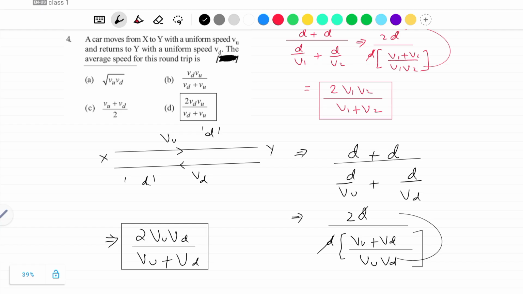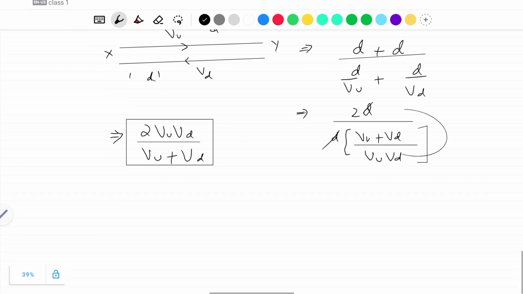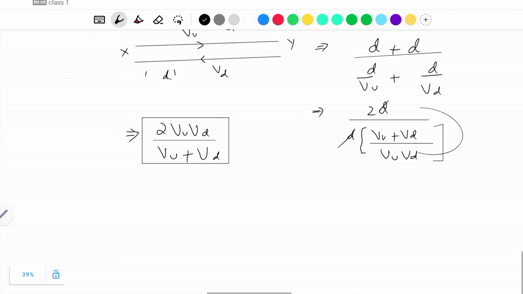Again, students, I suggest you take a 30-second pause and see the question. Total distance while going is d, while returning is d, so total distance will become 2d. While going, what is the time? Distance over speed, d by vu. While returning, what is the time? d by vd. Then we took the LCM and we got the final answer 2 vu vd upon vu plus vd. So students, this was about our average speed.